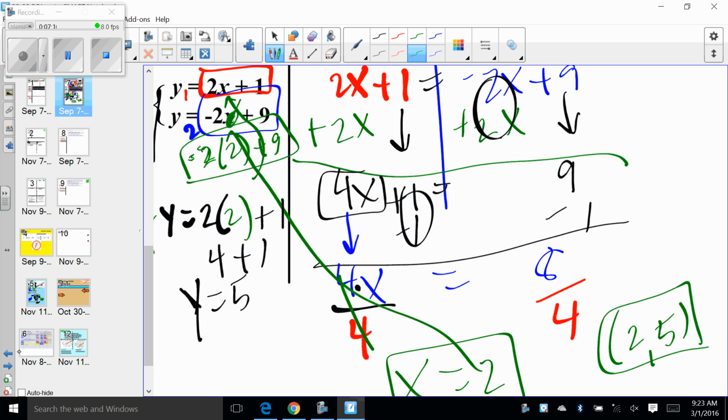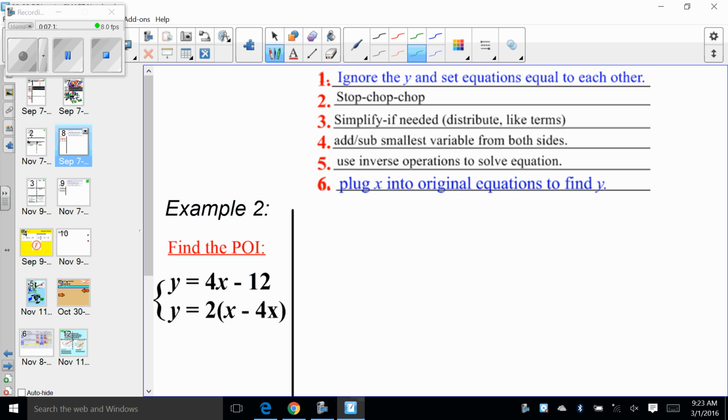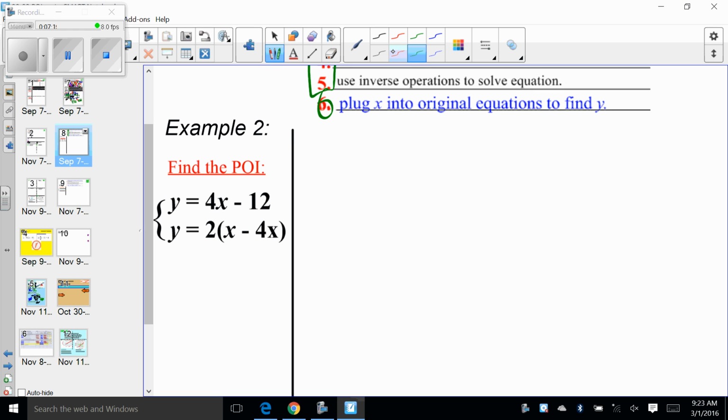Example 2 now. Brand new problem. Example 2, here's our steps. Ignore the y, set them equal to each other. These steps are all the same. And then we plug back in to find the y value. So for example 2, here we go.